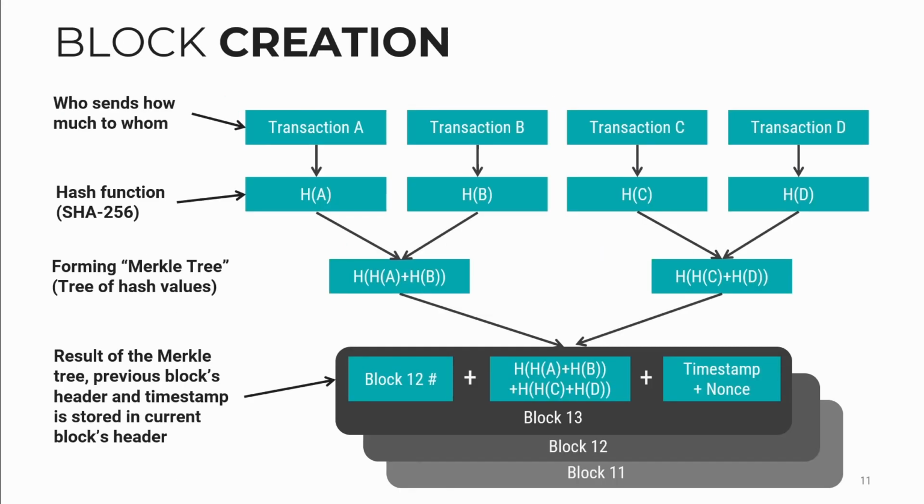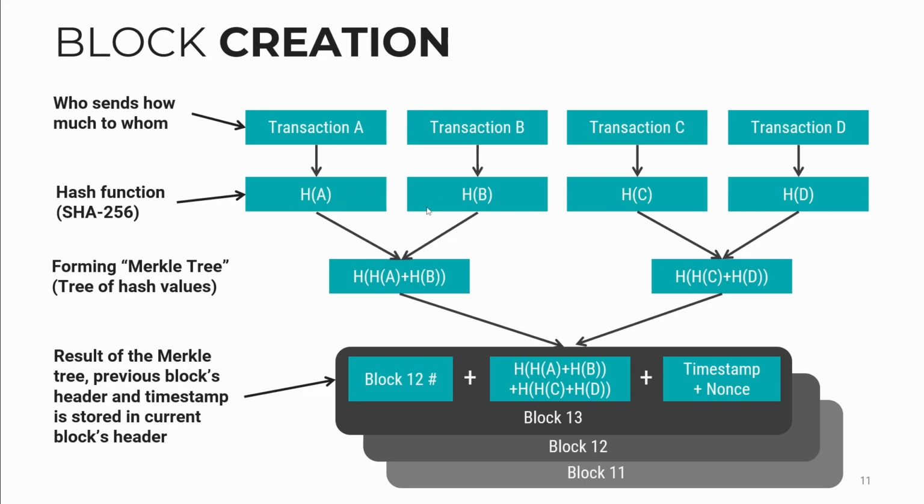Now let's see how Bitcoin employs a hash function to generate a block. First, we have transactions A, B, C, and D. For each transaction, we apply a hash function over it: H of A, H of B, H of C, H of D. They denote the hash values of A, B, C, and D, respectively. The hash function that we use is SHA-256, which produces a digest that is 256 bits long.